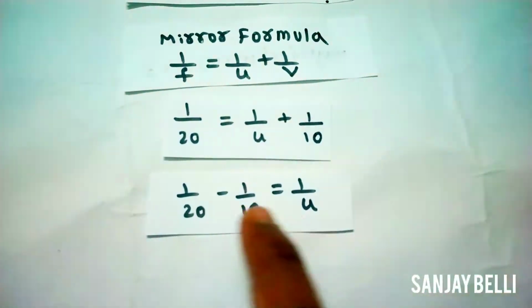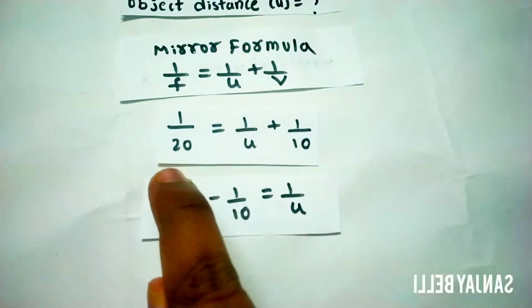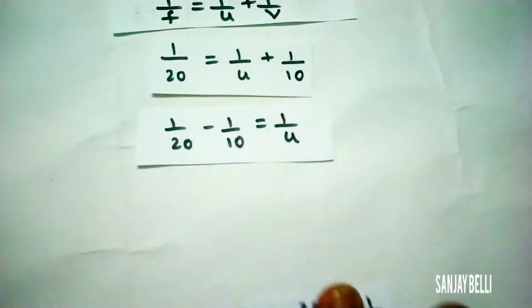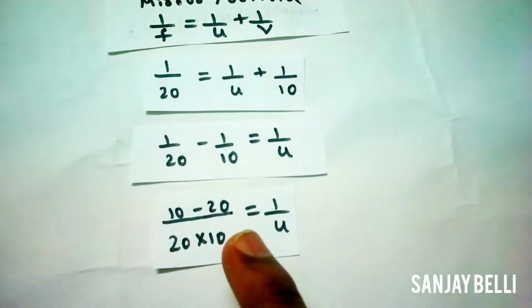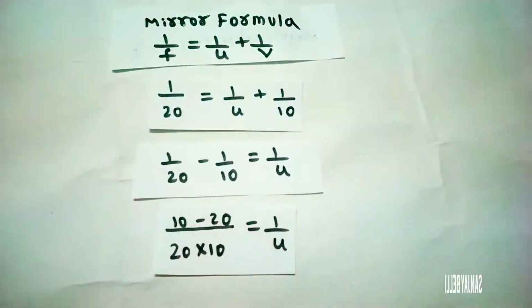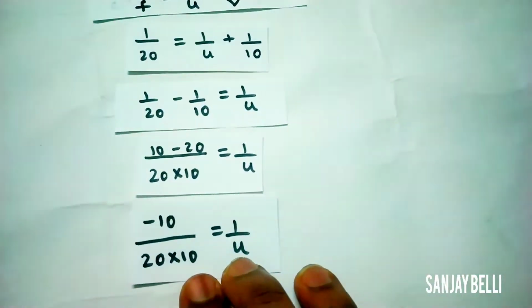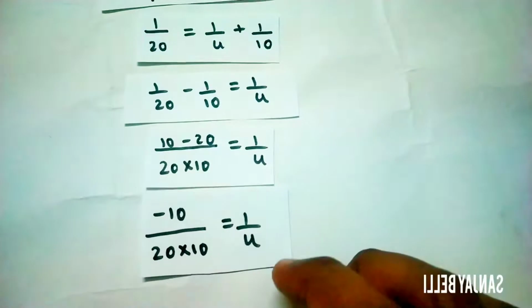Now you have to do the LCM. So 20 into 10 at the denominator, and 10 minus 20 at the numerator. 10 minus 20 is nothing but minus 10. So minus 10 by 20 into 10 equals 1 by U.